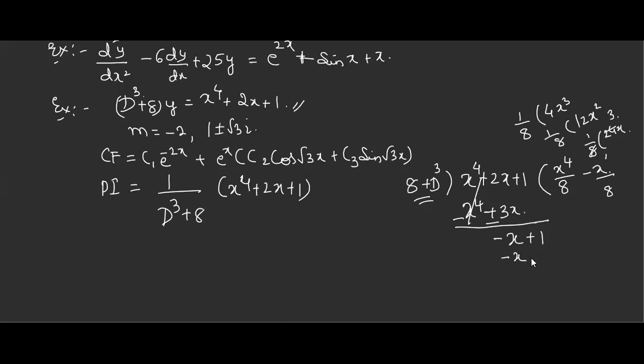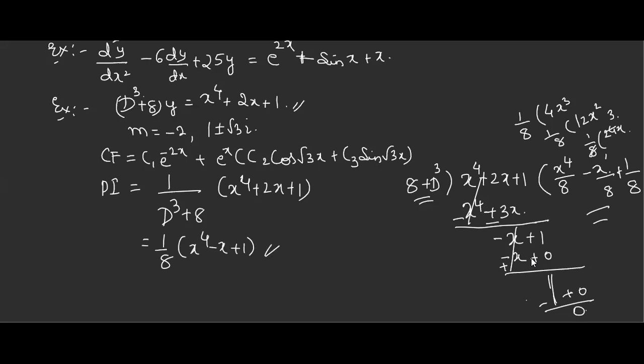Next, see, the first order derivative of x is constant. The third order will be what? Isn't it 0? Okay. Change the sign. 1 plus 0 is 1 only. Right? Now, below 1, what do you want? To cancel, you want 1. Correct? What should I take? Plus 1 by 8. Yes, clear. The remainder is 0. So you can just take 1 by 8 out and write it as x raised to 4 minus x plus 1. This is the PI part.